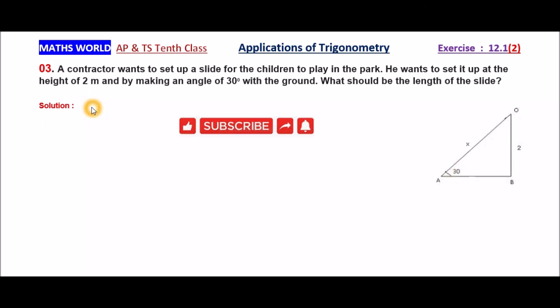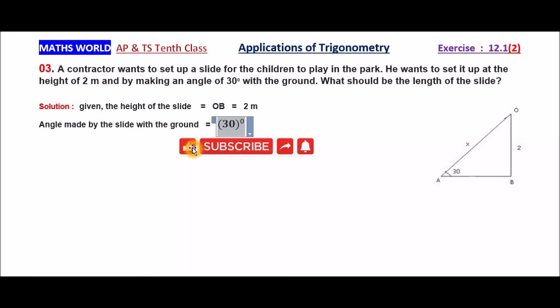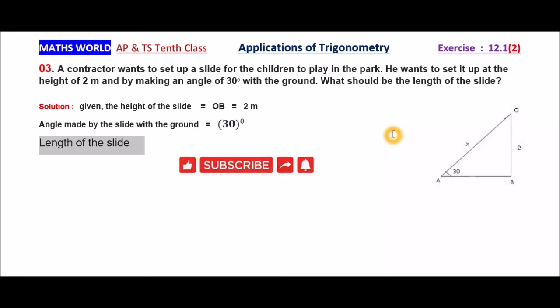Now right here, what is given? Given the height of the slide is BO, that means OB is equal to 2 meters. Next, the angle made by the slide with the ground is 30 degrees. So we have to find out the length of the slide. Length of the slide is equal to AO, is equal to how much?